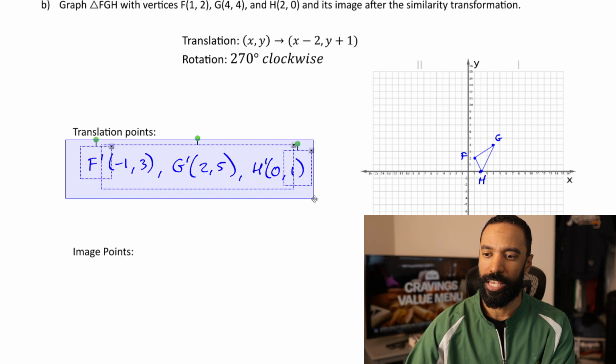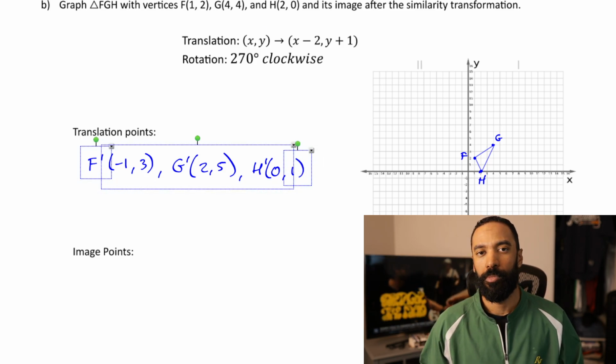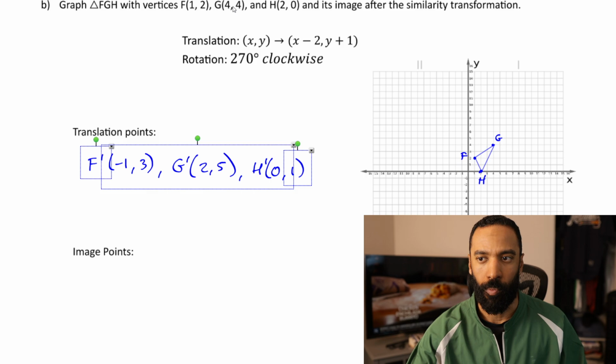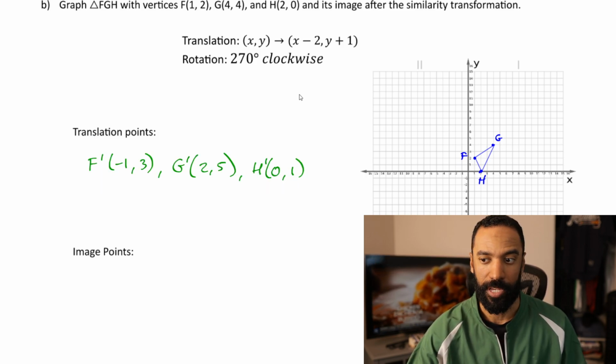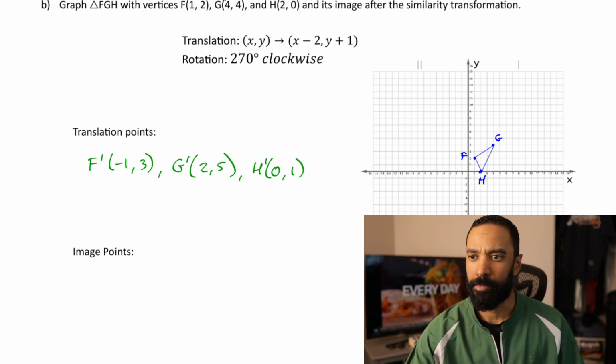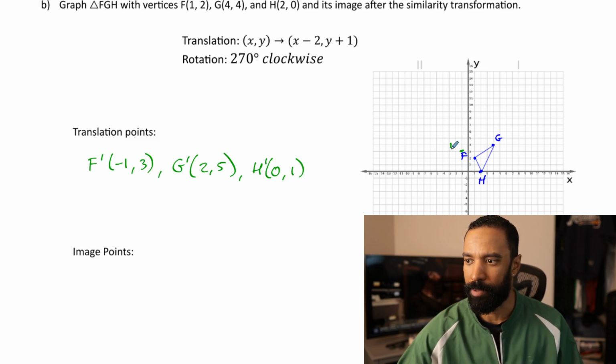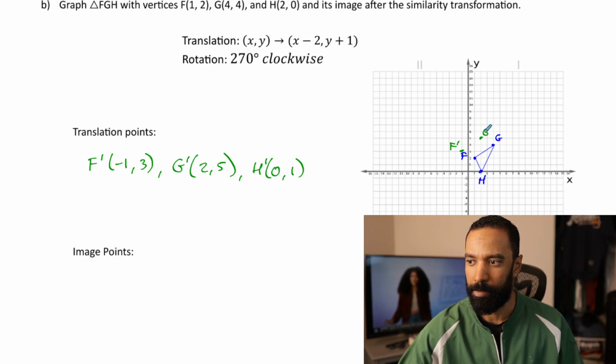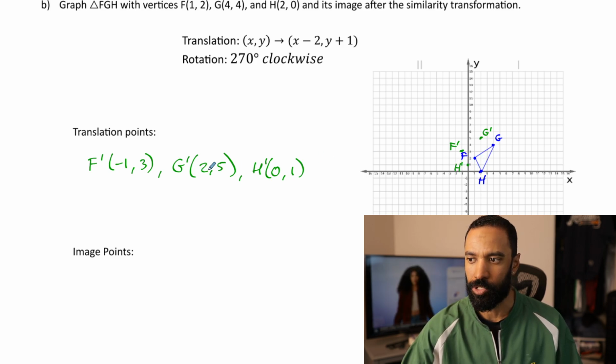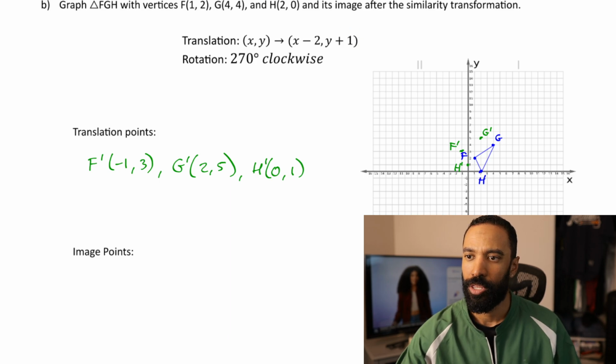And this rule is asking you to move all your points 2 to the left and 1 up. If you want to plot the points after that, that's fine. But I computed them, so I'll plot them from there. Here's negative 1, 3 for F prime. Notice how that is 2 to the left and 1 up. This one will also be 2 to the left, 1 up, and this one 2 to the left and 1 up. And you can see that those become the points that I also made: 2, 5, 0, 1.